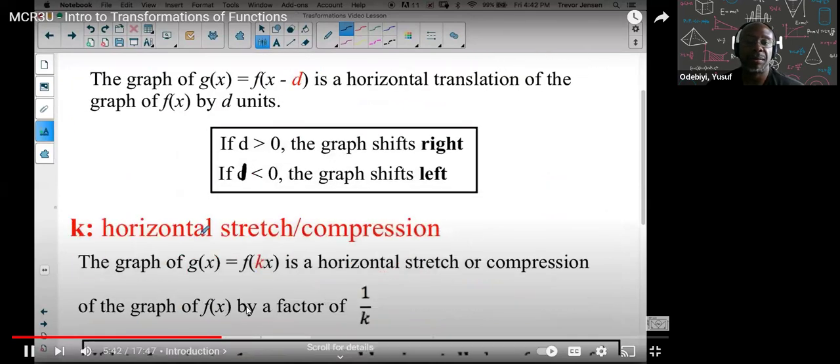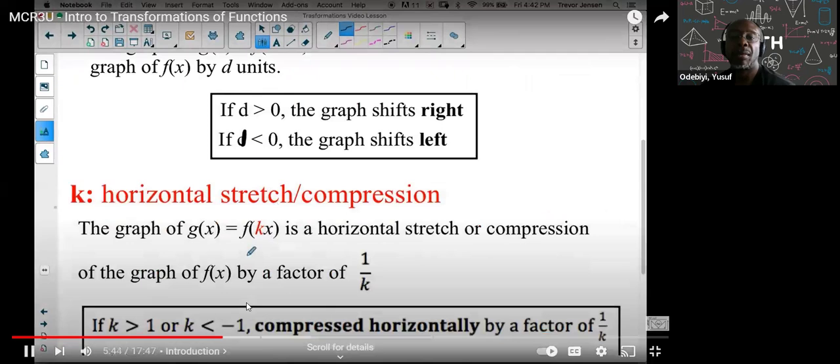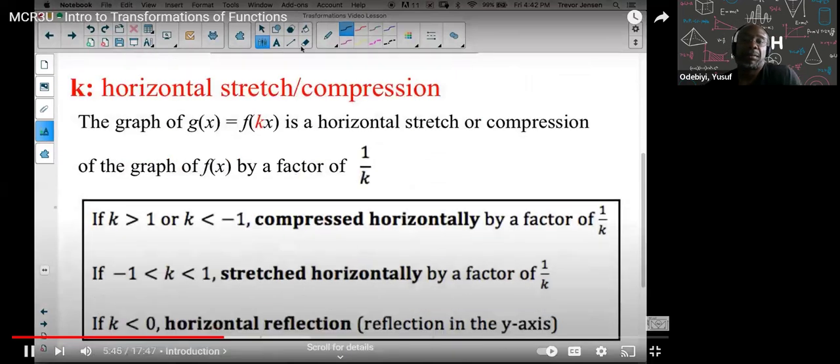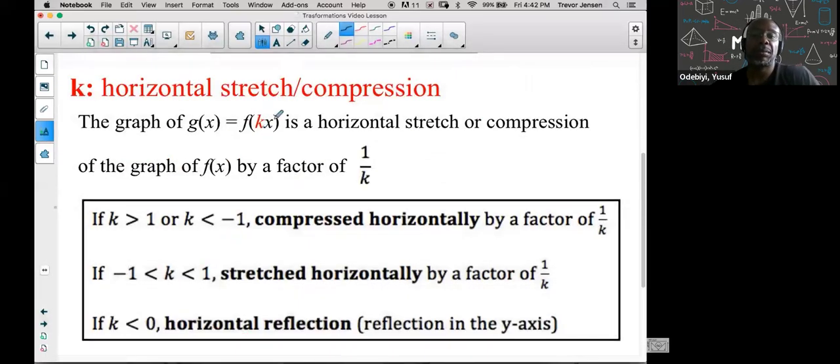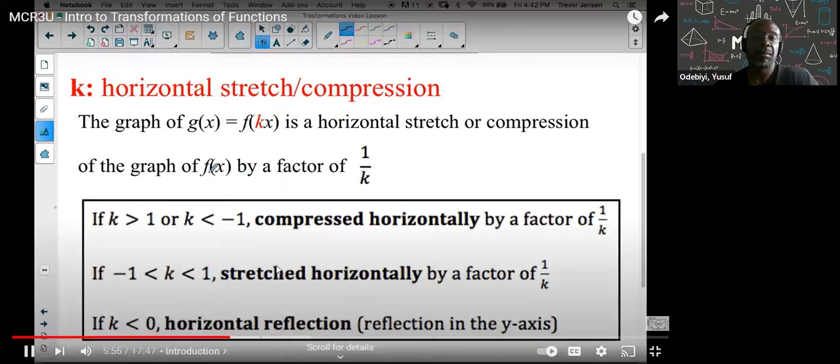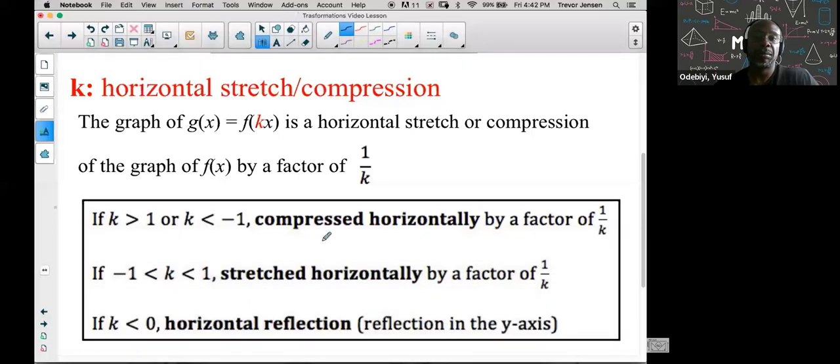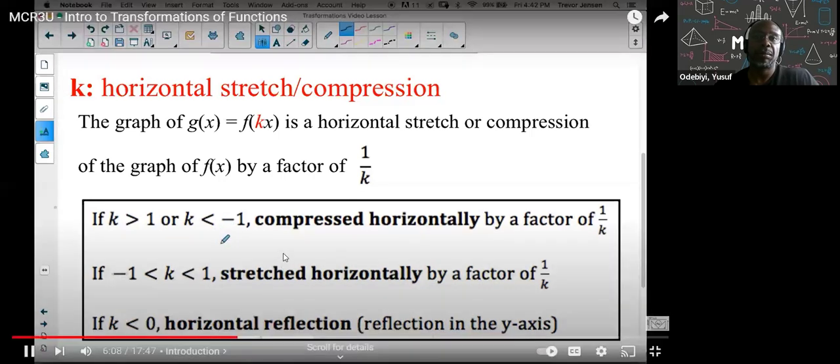K value. K is going to cause horizontal stretches or compressions. The K value also will be inside brackets but in front of the X. What's going to happen is it's going to cause, instead of a vertical stretch or compression like A, a horizontal stretch or compression by a factor of 1 over K. So since it's by a factor of 1 over K, when K is bigger than 1 or less than -1, that's actually going to cause a horizontal compression.